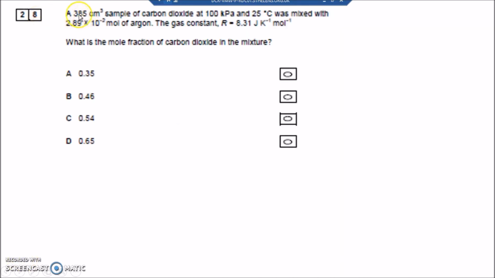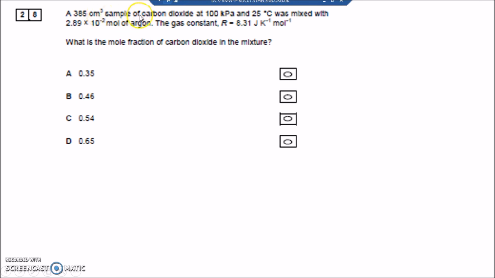Question number 28. A 385 centimetre cubed sample of carbon dioxide. I've got the pressure in kilopascals and I've got a temperature. It was then mixed with argon. I've got a gas constant, so I'm looking at PV equals nRT. I've been given information about the carbon dioxide, so I can work out the number of moles of carbon dioxide. Then it's told me the number of moles of argon that it's mixed with. That's the next stage. The mole fraction is the number of moles of carbon dioxide as a fraction of the total number of moles.